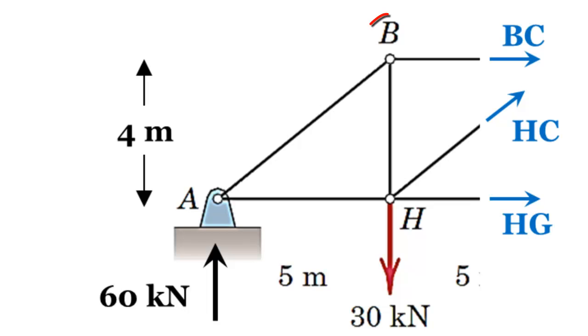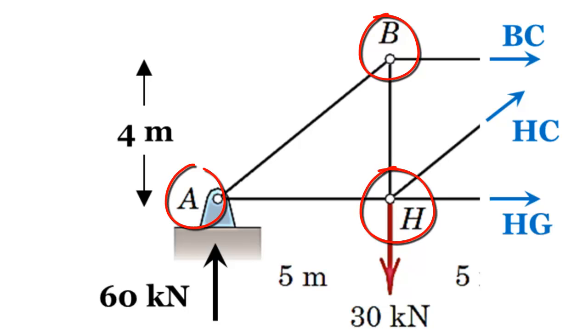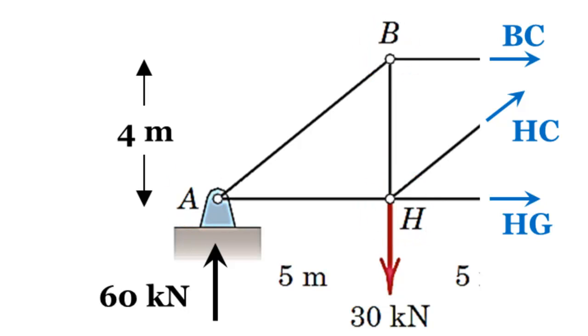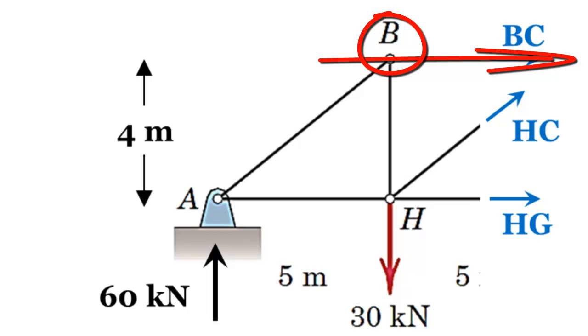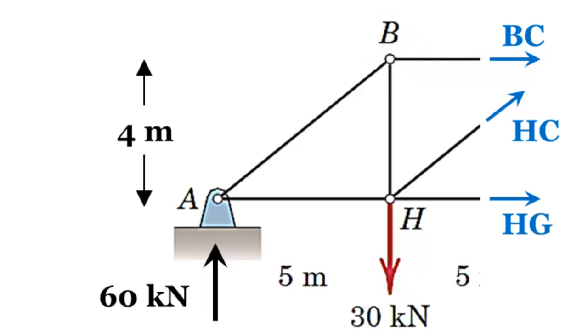I can do the summation of moments about point B, about point H, and about point A. Let's examine them. Remember, I'm solving for BC. So if I take the summation of the moments about point B, obviously my unknown BC, the line of action of force BC, will pass through B. That's not good. Actually, if I take the summation about B, I can get the values for HG or HC.